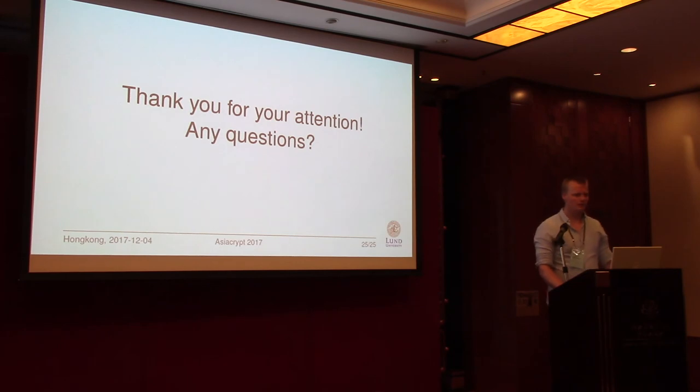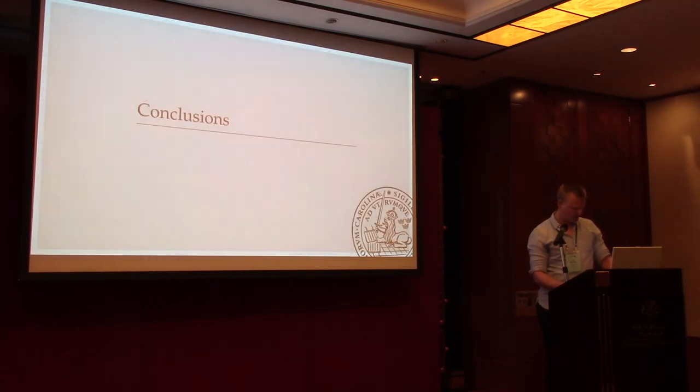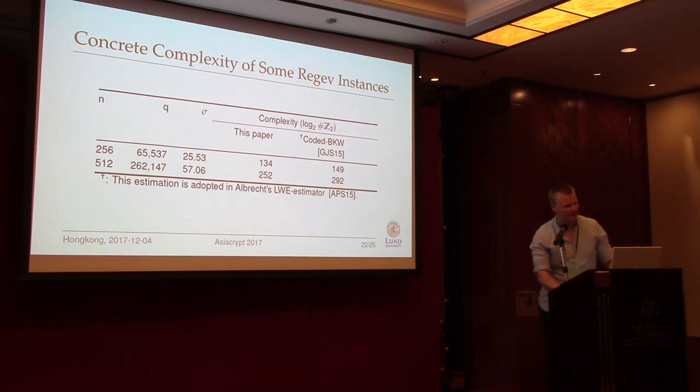For the concrete parameter sets that you get, how would the primal dual attack with sieving perform? I don't remember it exactly, but it's a little bit better than our values, which is probably why I didn't include it on the slide.